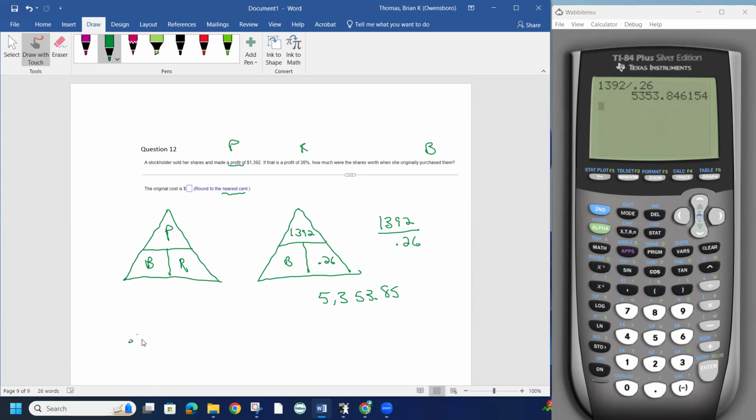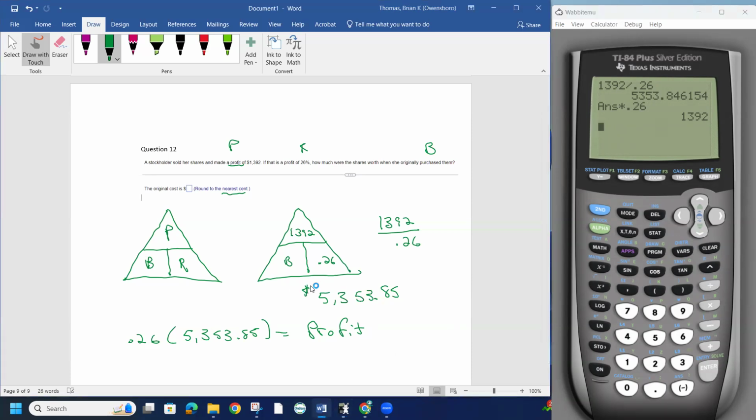So if we do 26% of this $5,353.85, that should represent the profit, because our profit is 26% of what she started with. If I multiply that by 0.26, notice how that does give me this 1392, which is our profit. So that is making sense in our question.